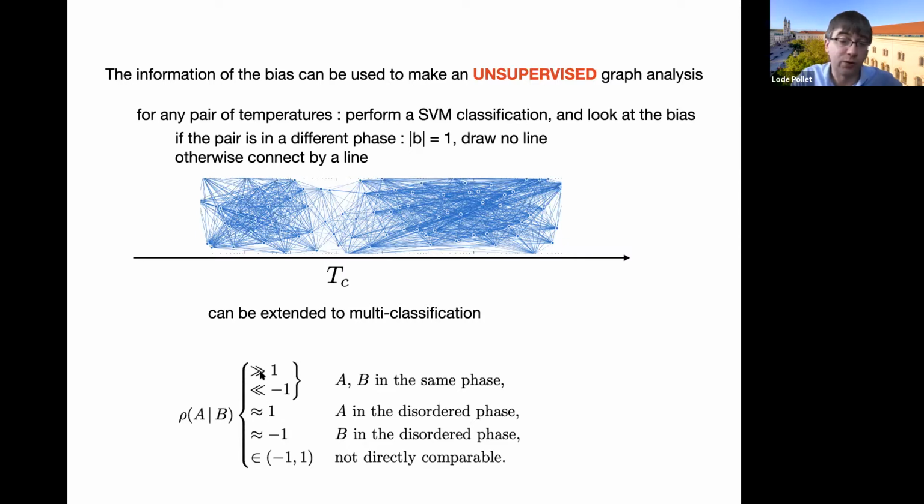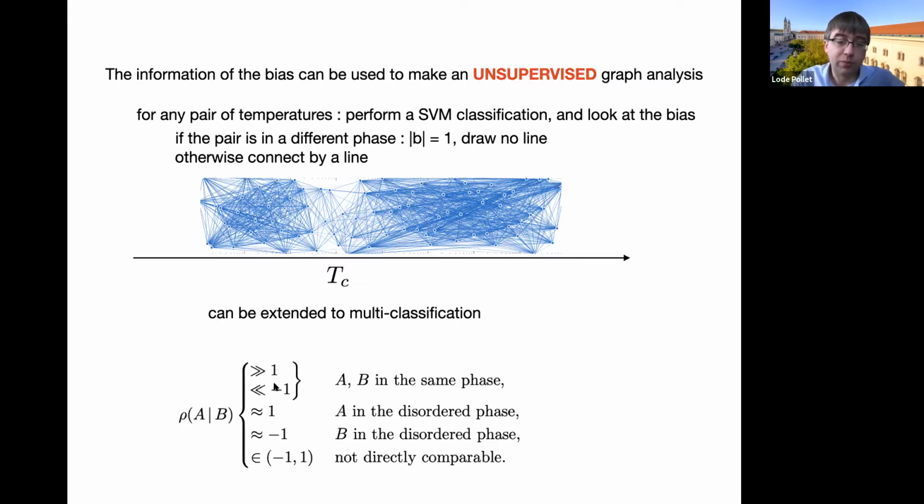If this value rho is much greater than 1 or much smaller than -1, then it's safe to conclude that A and B are in the same phase. If this value is about 1 or -1, then a phase transition takes place. If it's +1, A will be disordered, B will be ordered, and vice versa for the other sign. This is anti-symmetric in the indices. If, however, the value is somehow between -1 and 1, say 0.5, then essentially they are not directly comparable. So the idea of a subgroup doesn't hold.